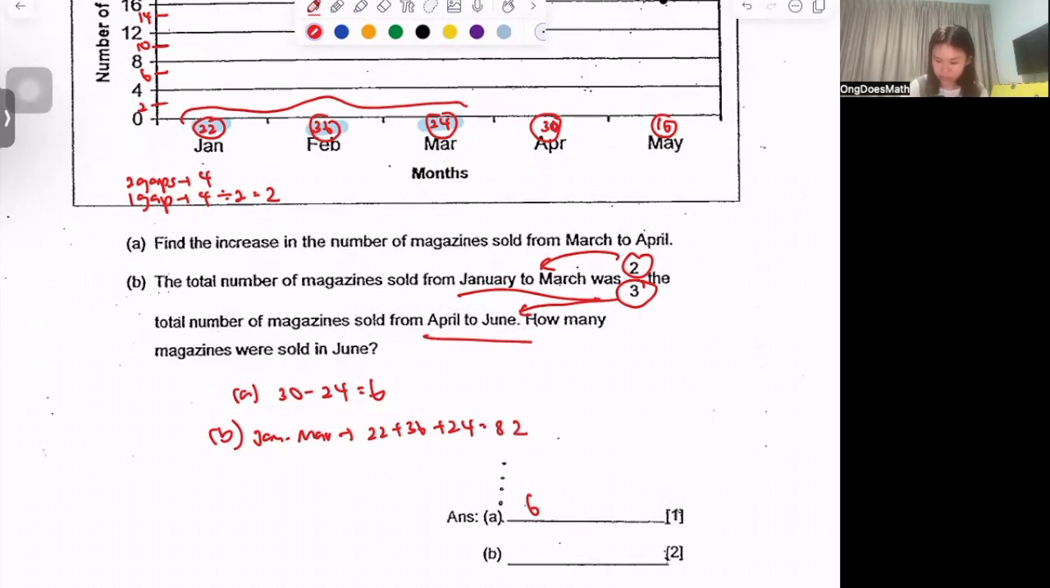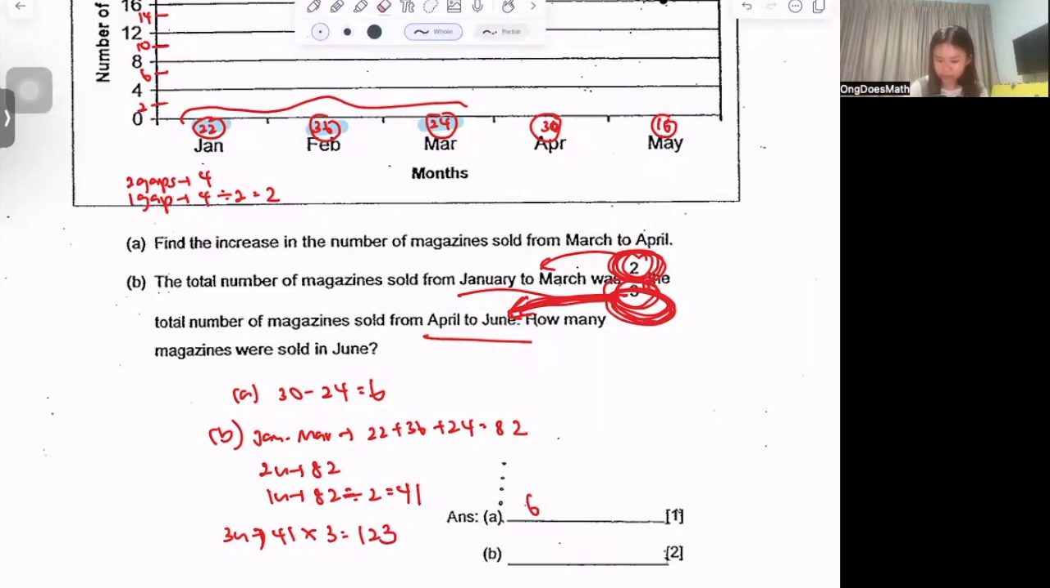Now April to June. We don't have June information, we're supposed to find June information. But we're also given that January to March is 2 units. So 2 units is 82. 1 unit will just be 82 divided by 2, which is 41. And we are given that April to June is 3 units. So 3 units will just be 41 times 3, which gives you 123.